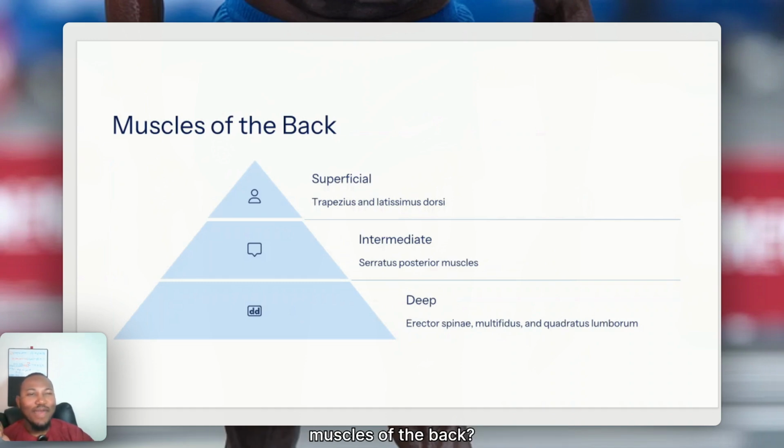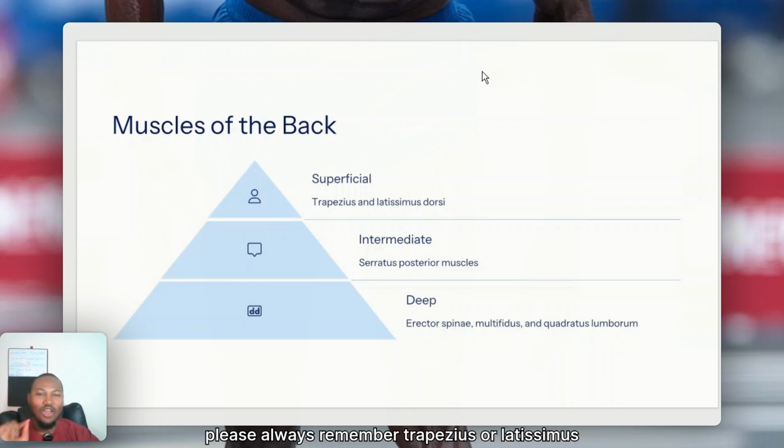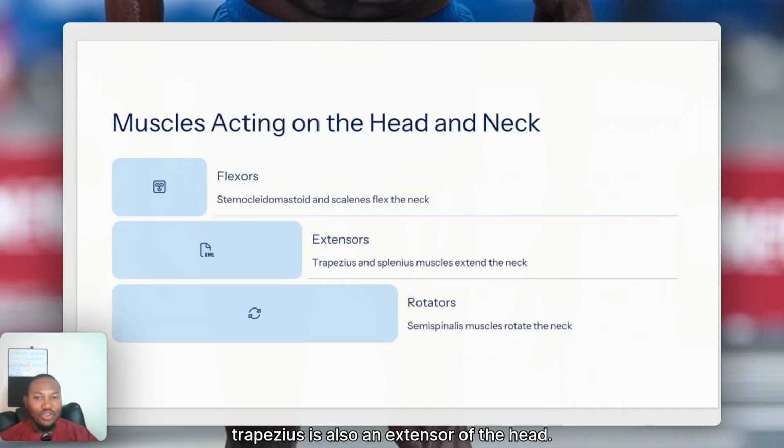Do you still remember what I told you about the muscles of the back? That the most superficial are trapezius and latissimus dorsi? If they ask you about the extensors of the head and the most superficial muscle of the back, it is trapezius. Remember, trapezius is also an extensor of the head. So if they're asking what the extensors of the head are and the one that is most superficial, they're talking about trapezius this time around, because that's the only extensor of the head and it is also the most superficial at the back. If they ask you which muscles are the flexors of the neck, they're talking about sternocleidomastoid and scalene. Extensors: trapezius, splenius muscle. Rotators: semispinalis.